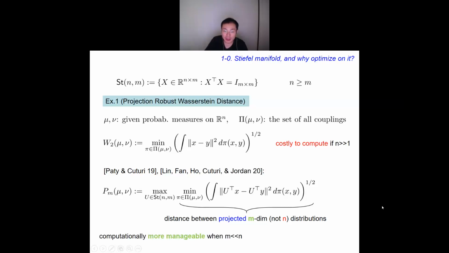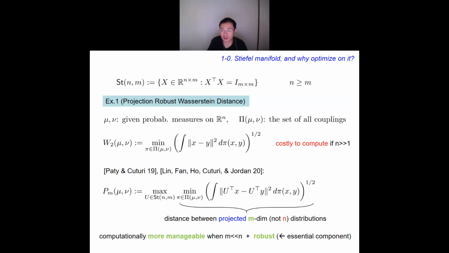And this is computationally much more manageable if m is much smaller than n. Plus, they argue that this approach is more robust. In n dimensions, you may actually have low dimensional structure. Say maybe n is 100 and m is like 3. But then you have an outlier, a couple of outliers that spread over all the 100 dimensions, and then it's very hard to detect the low dimensional structure.